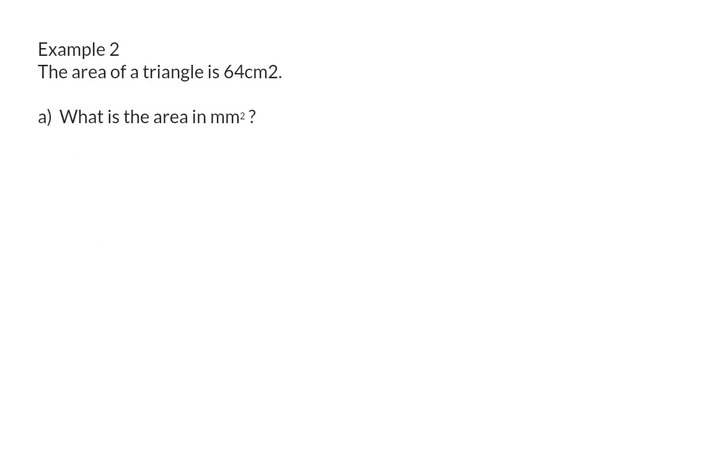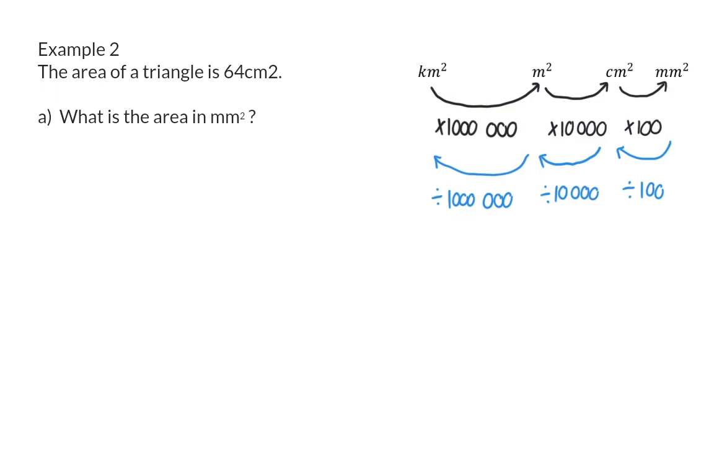Example 2. The area of a triangle is 64 centimeters squared. What is the area in millimeters squared? So we want to change from centimeters squared to millimeters squared, and we do that by multiplying with 100. 64 multiplied with 100 will give us 6,400 millimeters squared.